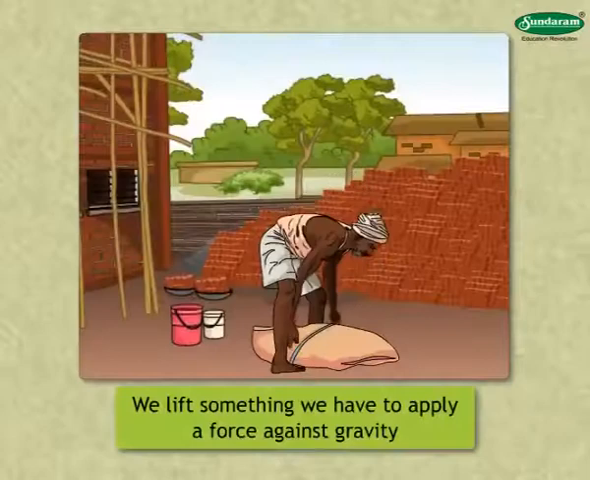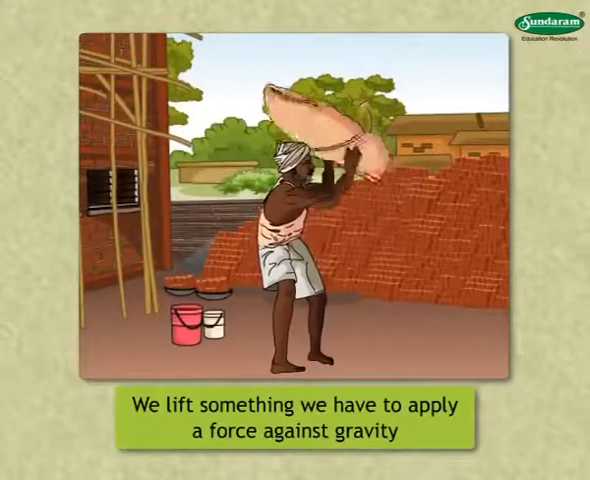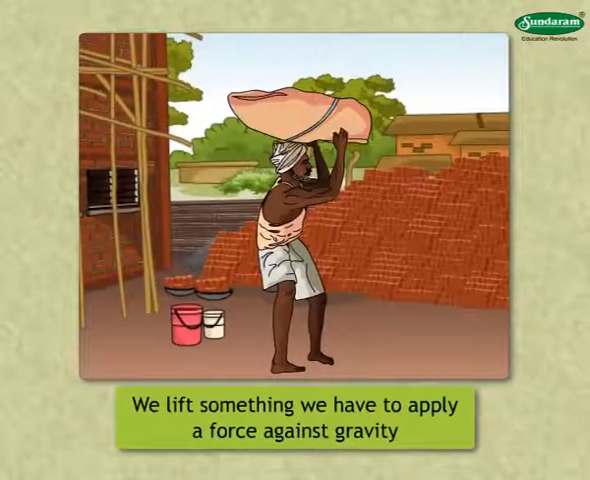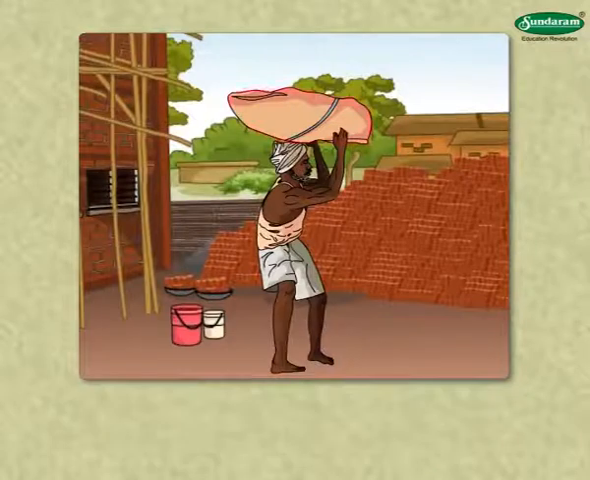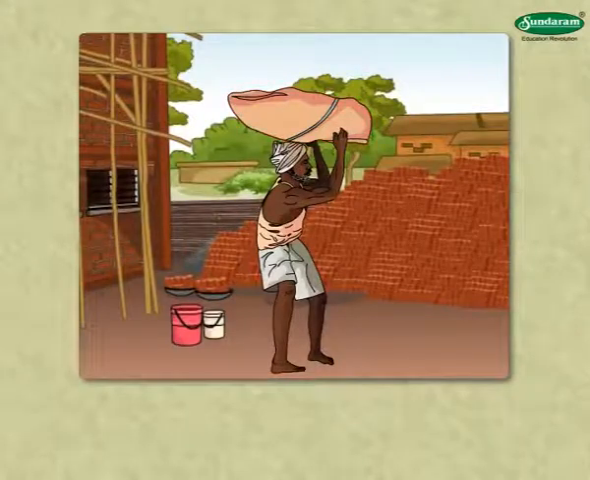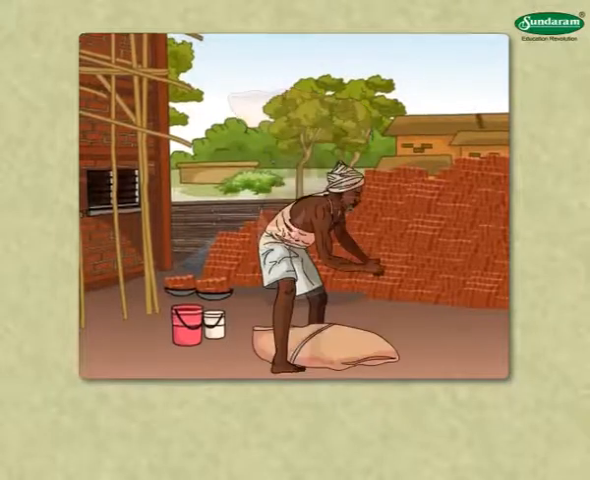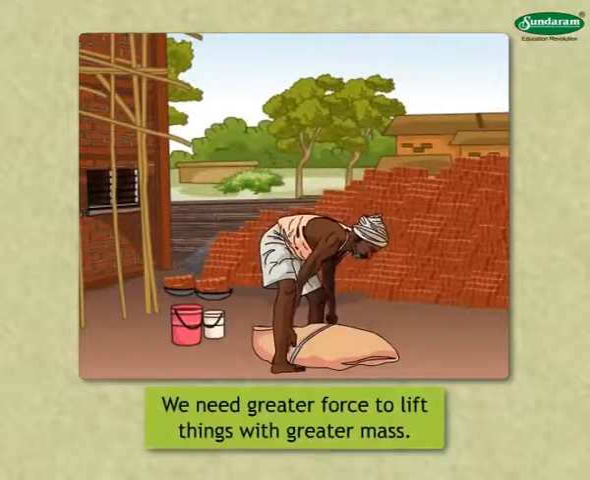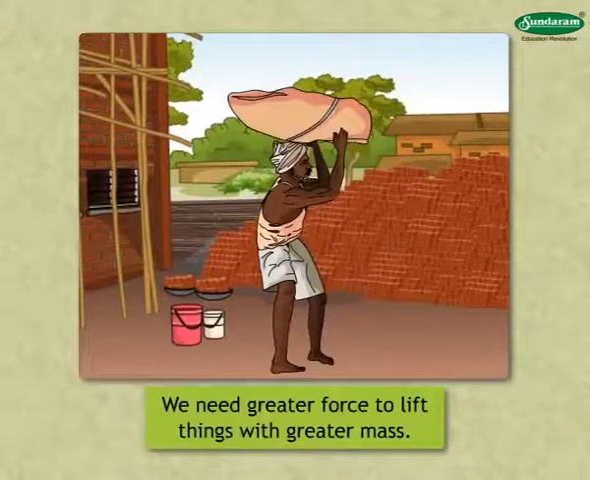When we lift something, we have to apply a force against gravity. The greater the mass of an object, the greater is the force of gravity acting upon it. That is why we need greater force to lift things with greater mass.